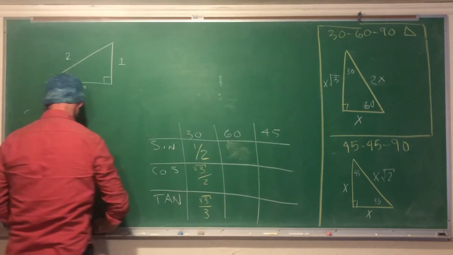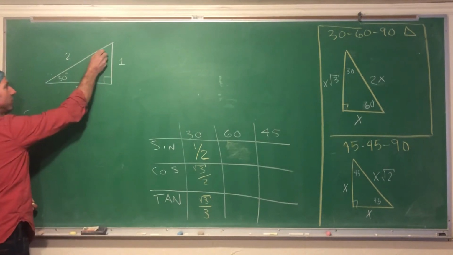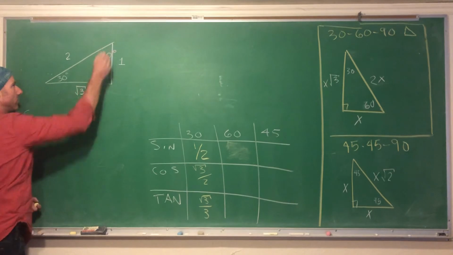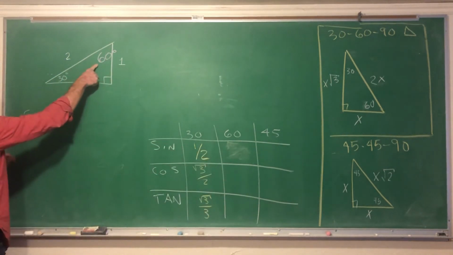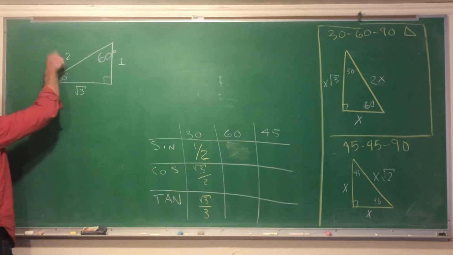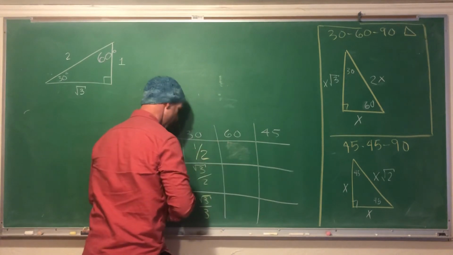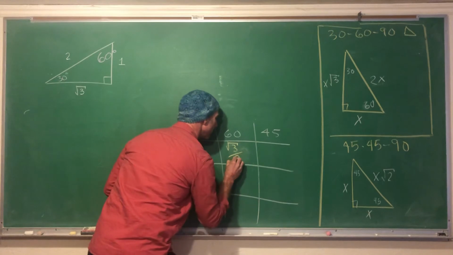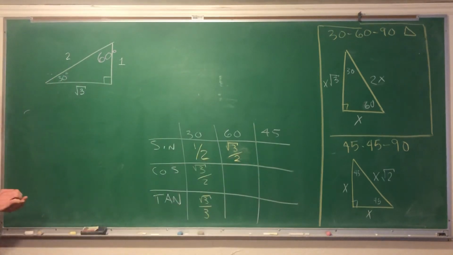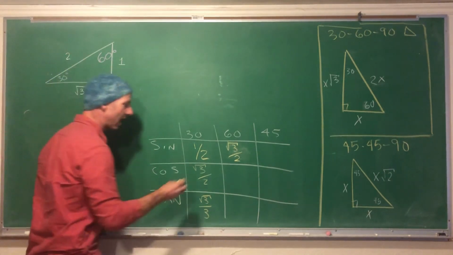We can do the same thing for the 60, which is this angle up here. So this is 60 degrees. So the sine of 60 is opposite over hypotenuse, so it's going to be root 3 over 2. And the cosine of 60 is going to be adjacent over hypotenuse, which is 1/2.